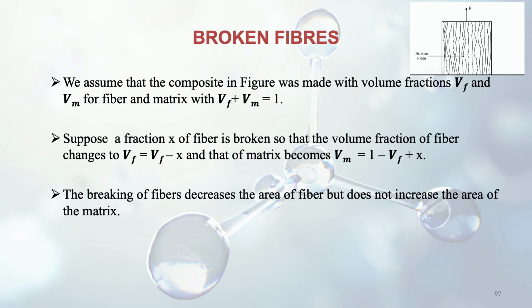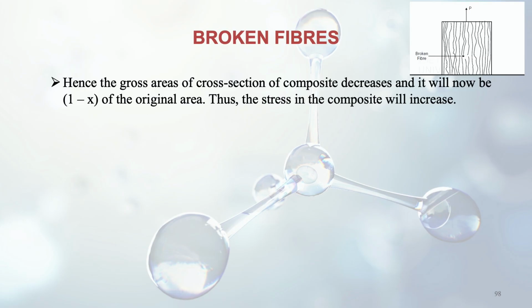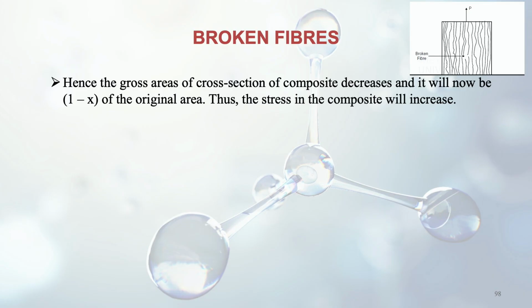The breaking of fibers decreases the area of the fiber but does not increase the area of the matrix. So what is happening? The matrix area remains as such, but the fiber area decreases. Hence the gross area of cross section of the composite decreases, because one is decreasing and the other remains the same. So the area of cross section of the composite decreases, and area comes in the denominator, so it will now be 1 minus X of the original area. Thus the stress in the composite will increase, because area is in the denominator and force is in the numerator. Stress is force upon area, so we see that the stress is increasing.